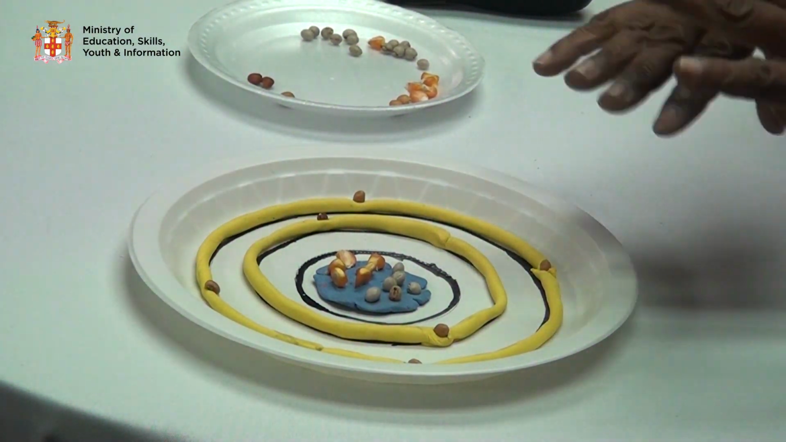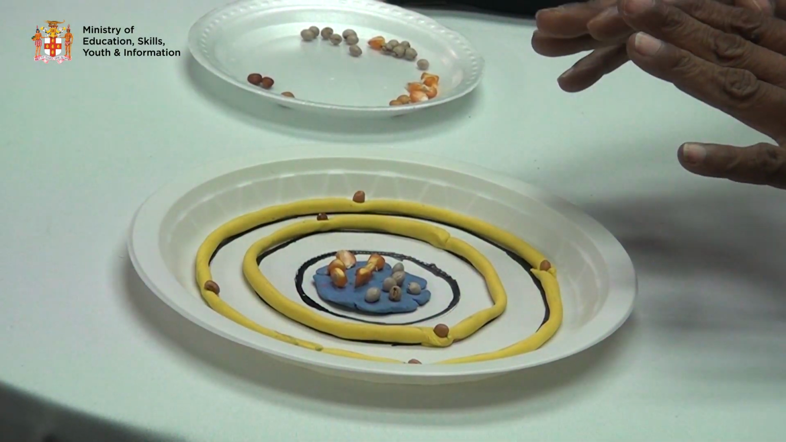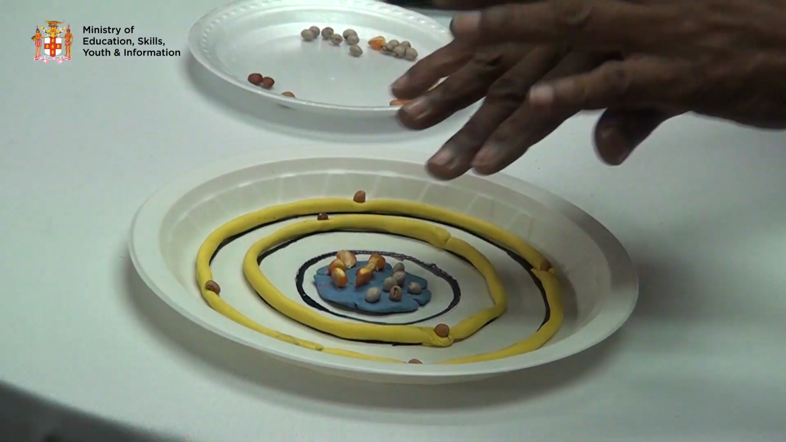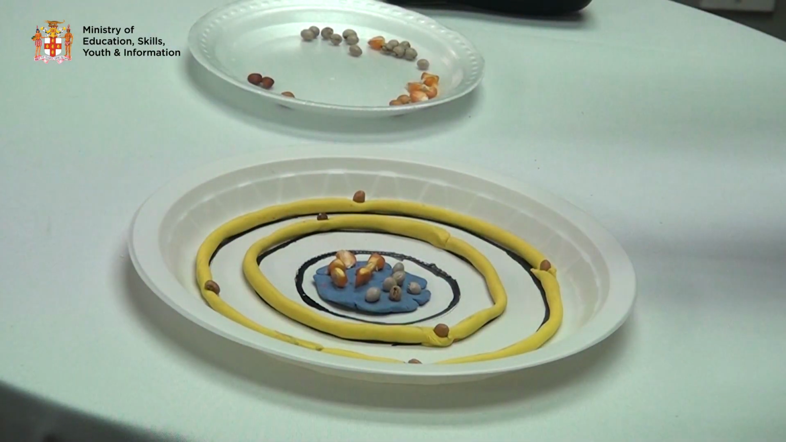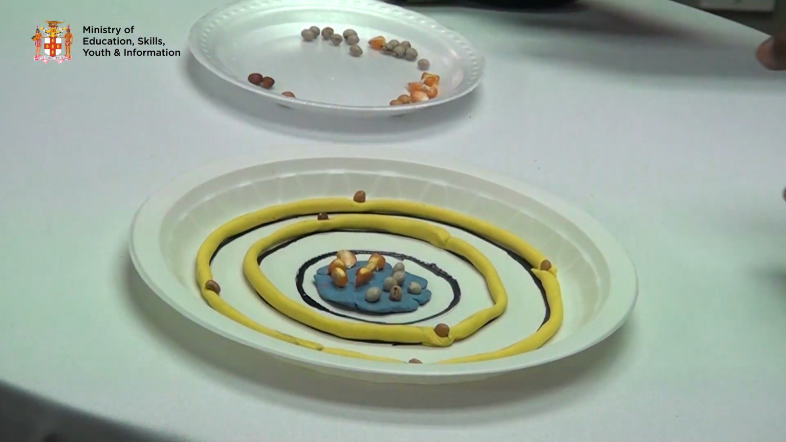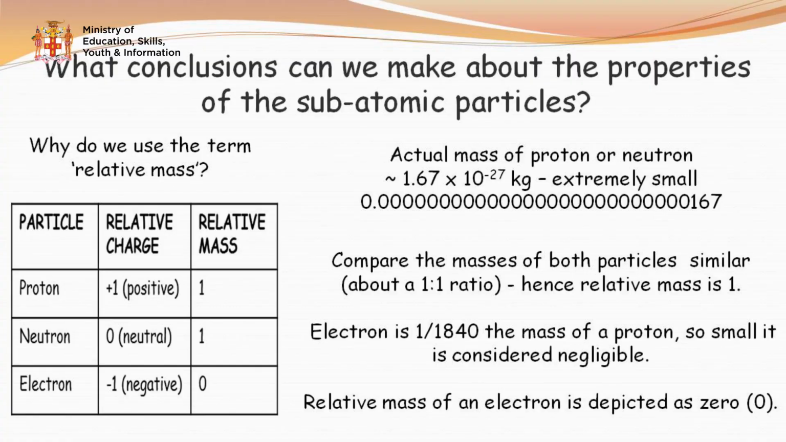But the positive charge must be balanced by the negative charge of the electrons. And so orbiting the nucleus, so they're not stationary, they are constantly moving, we would have our electrons.